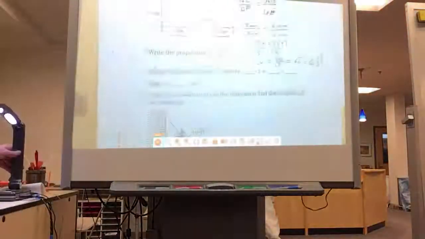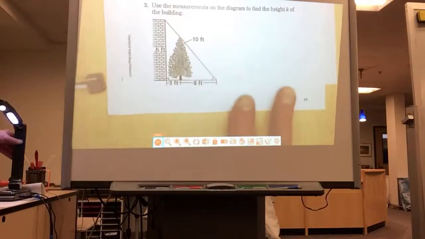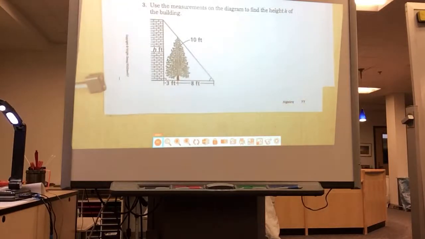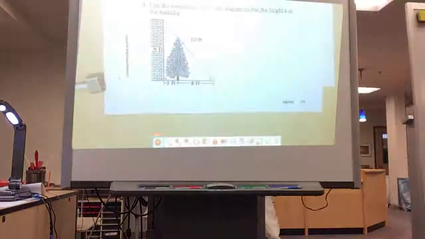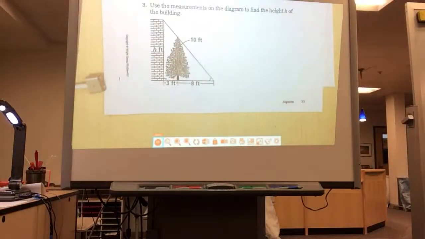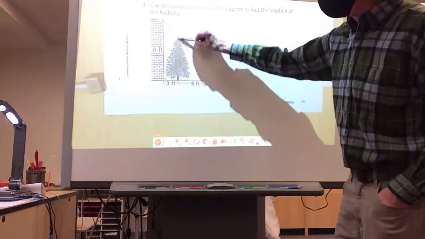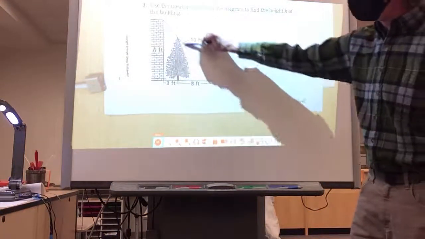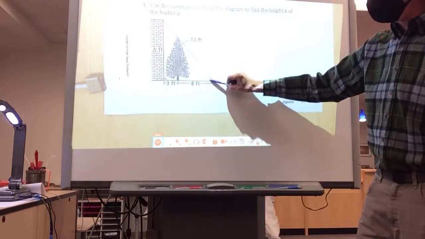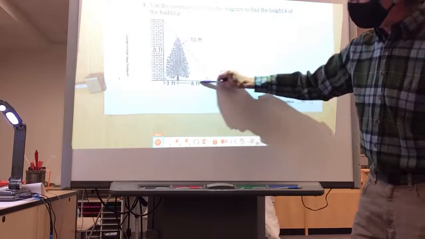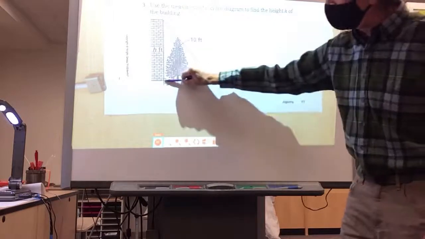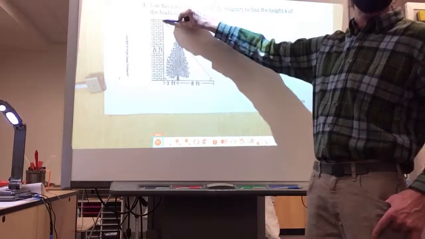Take a look at this one here. So you need to find the height of that building. So we've got similar figures here. We have 2 different triangles. And we know that they're similar because this triangle that goes through the tree and comes over, this angle is the same as the imaginary triangle that goes all the way over to the base of the building and to the top of the building.